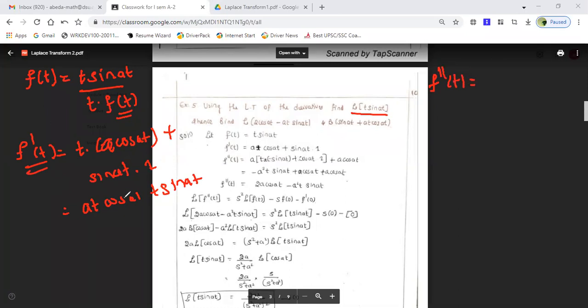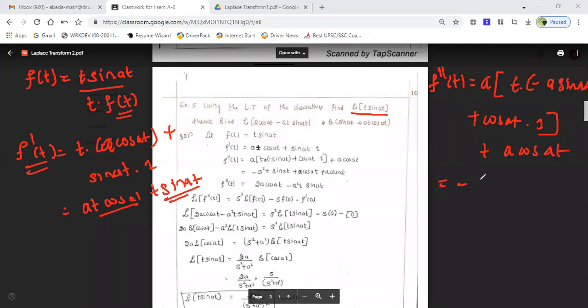F double dash of t will be equal to, here again there are two terms. A I take completely out. T as it is, differentiation of cos is minus a sin at, plus cos at as it is, differentiation of t is 1. Okay. Then similarly, differentiation of sin at is a into cos at. Now take this a inside. This is minus a square t sin at plus a cos at plus a cos at. There are a cos at, means it is 2a cos at minus a square t sin at. So this is your f double dash of t.